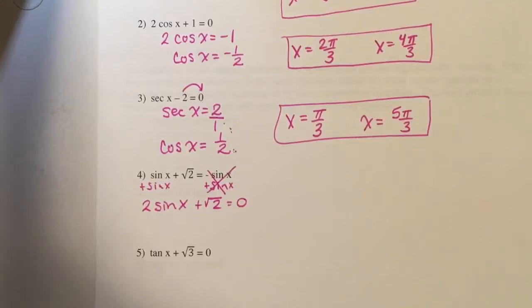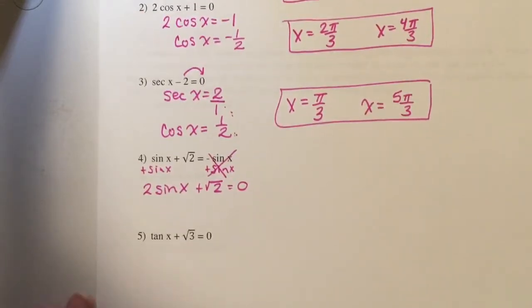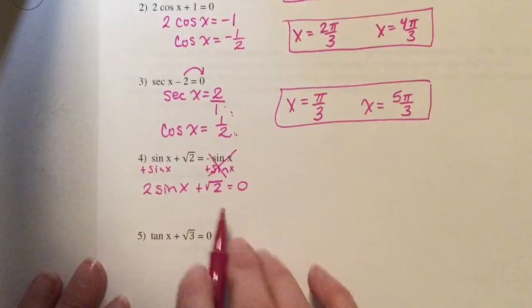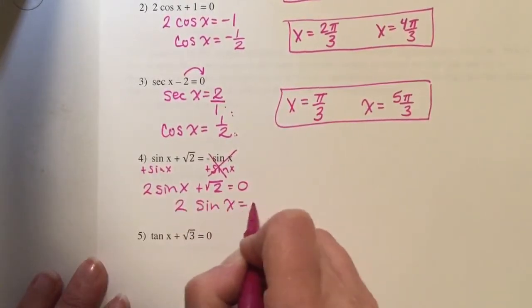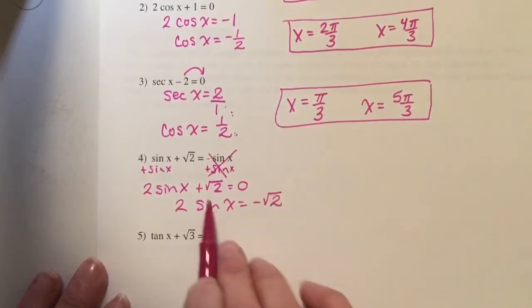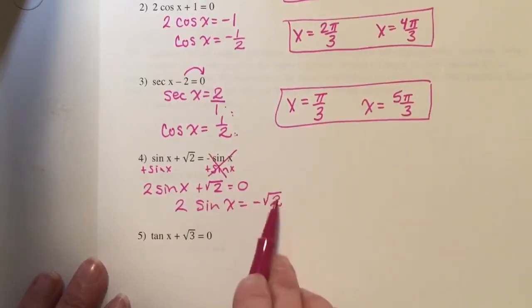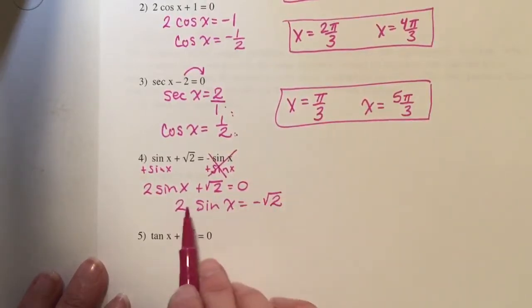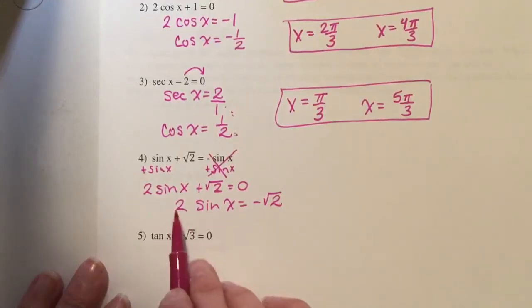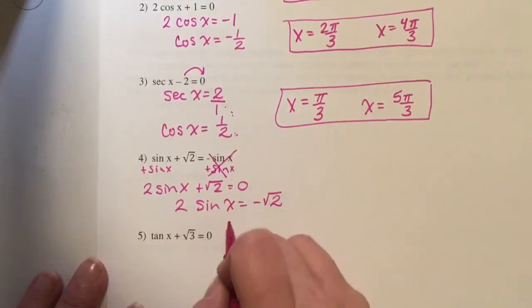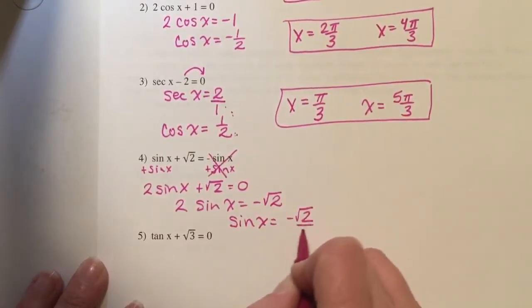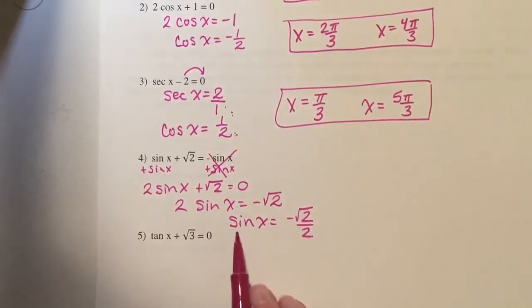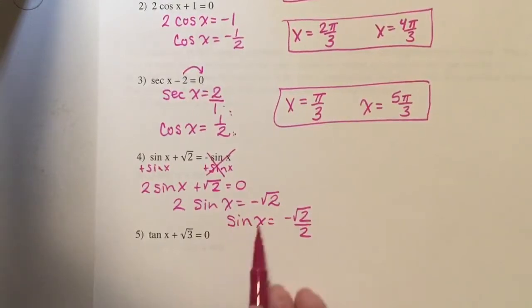Now if I want to isolate the sine of x, I subtract the square root of 2 over. So 2 times the sine of x equals a negative square root of 2. It was positive here, so when I moved it over, it becomes a negative. Divide by the 2, because this is 2 times the sine of x. So in order to move it to the other side, I would have to divide.